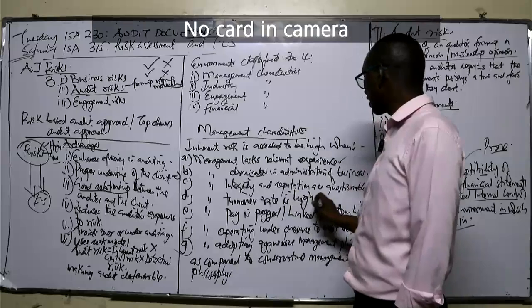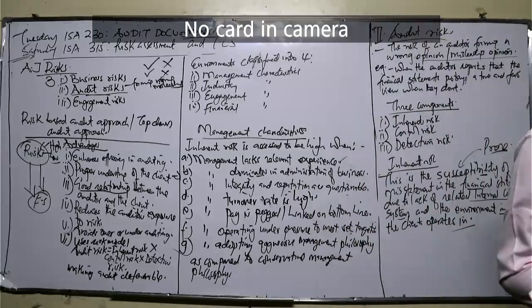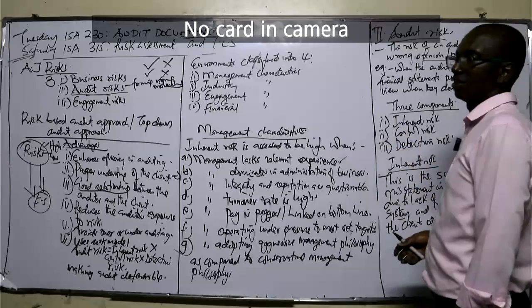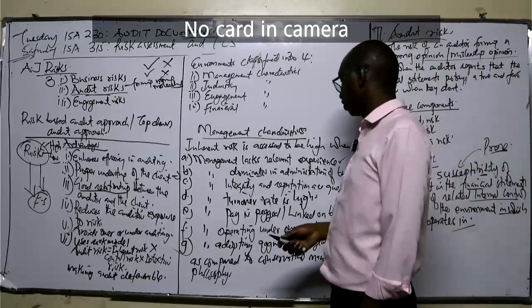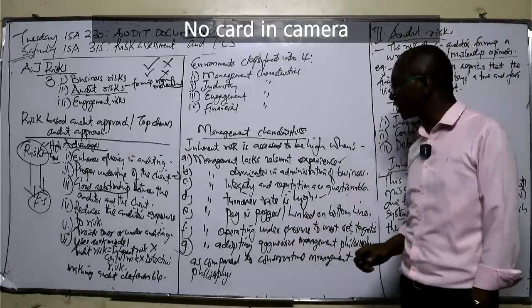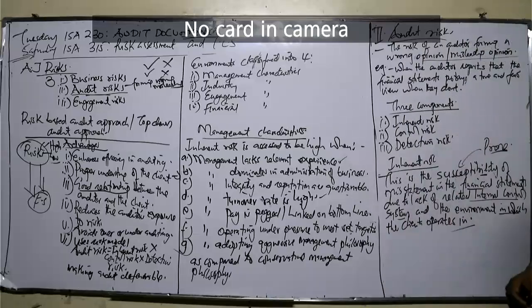Management integrity and reputation is questionable. With persons of questionable integrity, you assess inherent risk as being very high. We want to reduce auditors' exposure to risk, because you may look at somebody and think that they are not corrupt, that they are persons of integrity. So we don't assume that. Turnover is very high. Every time we have new management in place, there are some persons who can take advantage of this and perpetuate mega frauds.